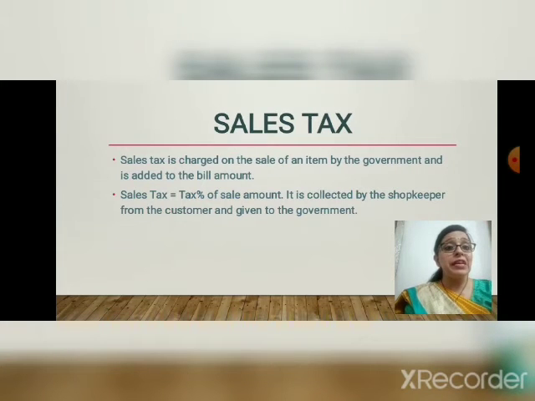Sale tax. We are paying a sale tax. Sale tax is charged on the sale of an item by the government and is added to the bill amount. Who is going to pay the sale tax? We are going to pay it to the government, and it is added to the bill amount. Sale tax is equal to the tax percentage of the sale amount. It is collected by the shopkeeper from the customer and given to the government. It means we are not giving it directly to the government. When we purchase anything, the shopkeeper collects it from us and gives it to the government.